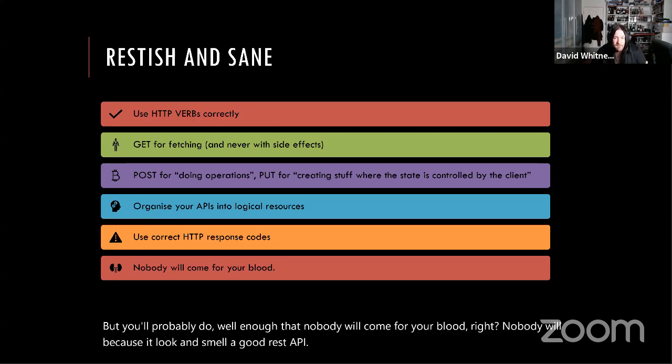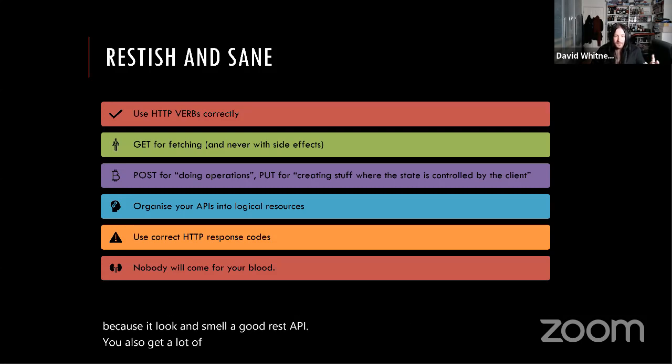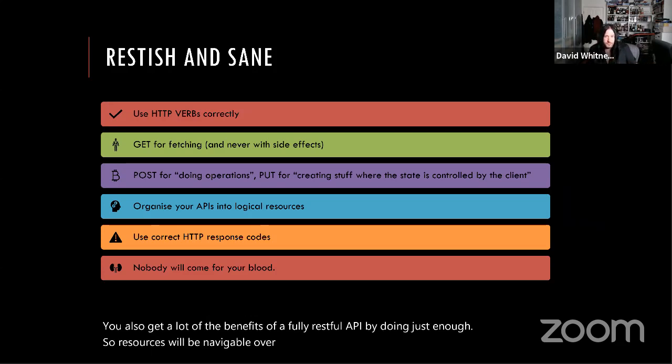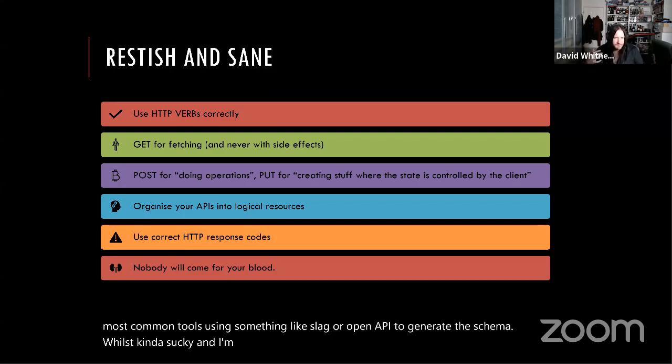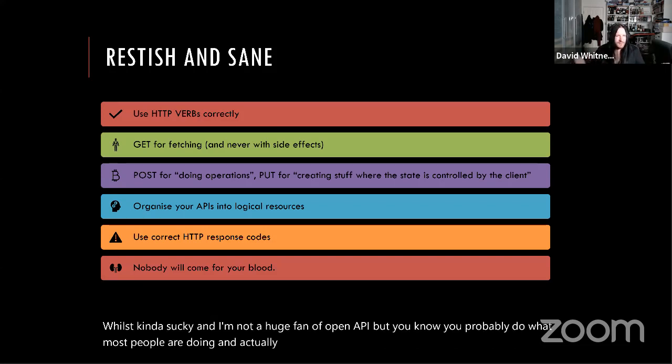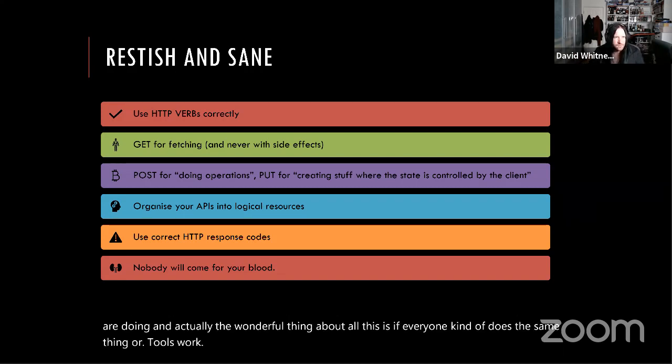You'll also get a lot of the benefits of a fully RESTful API by doing just enough. So resources will be navigable over HTTP. Your documents will be cacheable. Your API will work in most common tools. Using something like Swagger or OpenAPI to generate a schema, whilst kind of sucky, and I'm not a huge fan of OpenAPI, but you're probably doing what most people are doing. And actually, the wonderful thing about all this is if everyone kind of does the same thing, all our tools work. And everyone's really just trying to be productive at the end of the day.